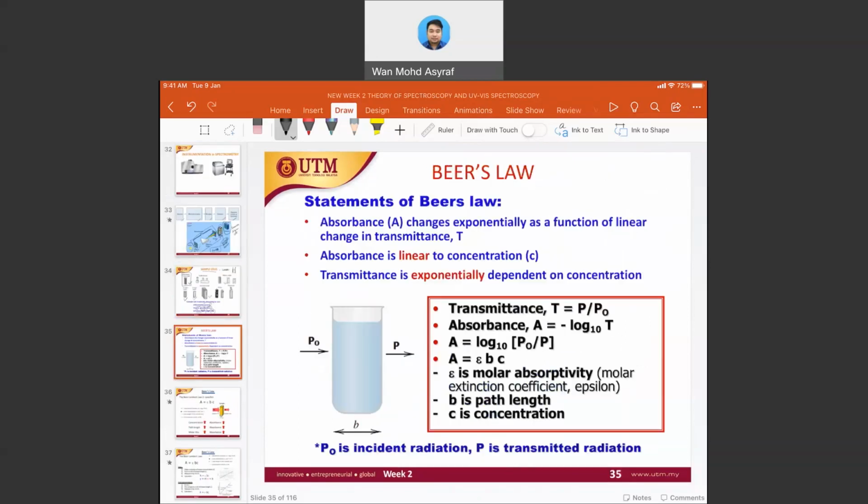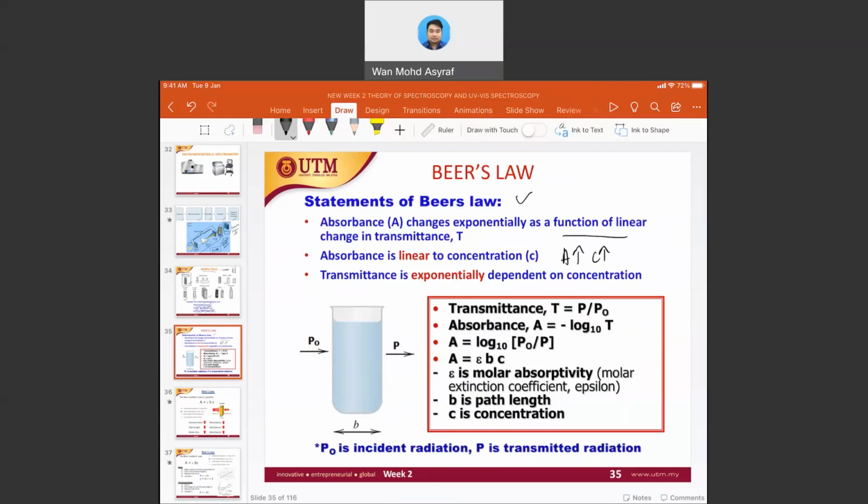So now we'll be continuing on a little bit of explanation on Beer's law. Okay, Beer's law is something that you'll be using in terms of measuring the absorbance value. The statement of Beer's law stated that absorbance changes exponentially as a function of linear change in transmittance. So basically, absorbance is linear to concentration. So the higher the absorbance, the higher the concentration. The transmittance is exponentially dependent on the concentration.